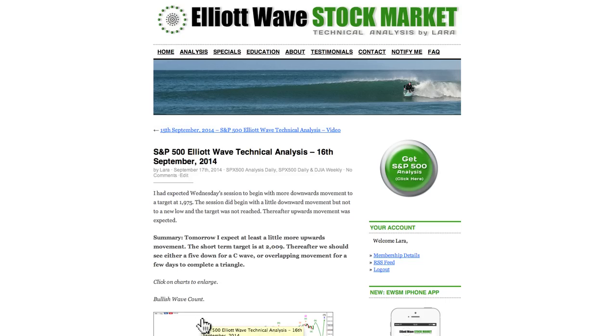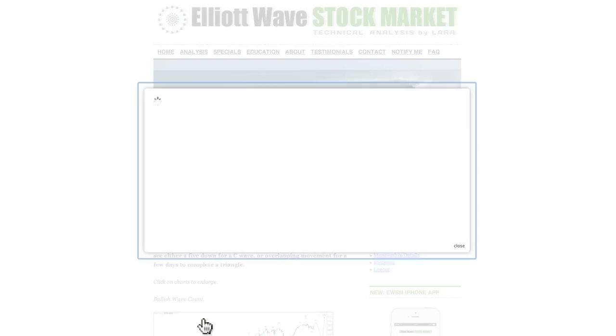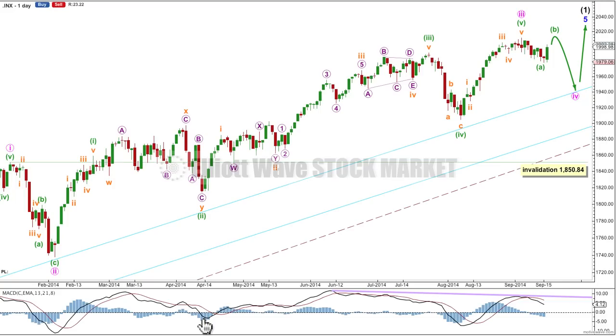I'm expecting just a little bit of upward movement tomorrow to a short-term target at 2009, and it is possible a new high could be made tomorrow or the day after. And after that, I'm expecting downward movement to complete this correction. At the daily chart level, this is the bullish wave count, and to see the difference between bull and bear wave counts, look at the historic analysis.